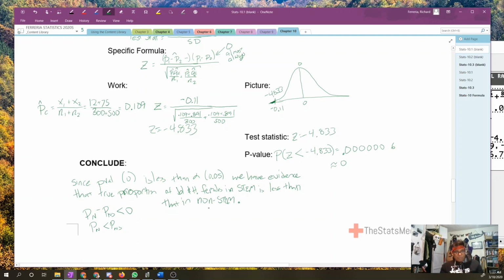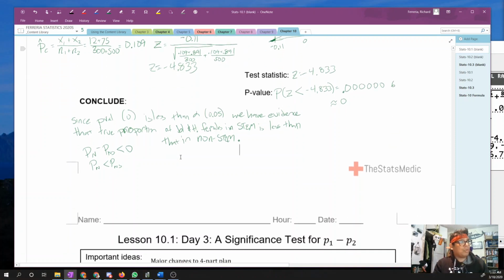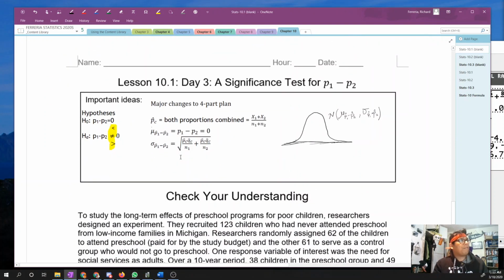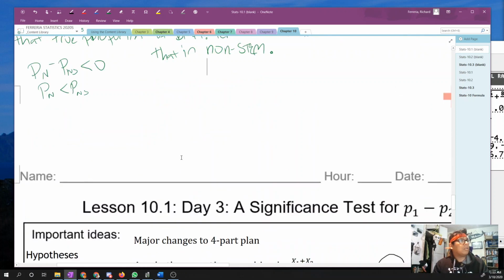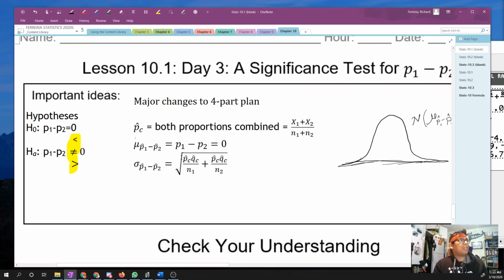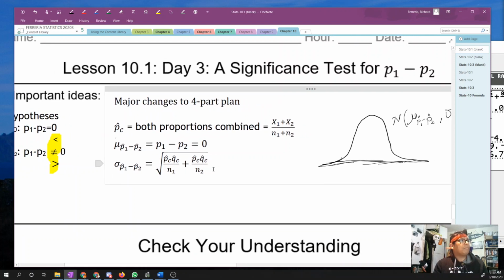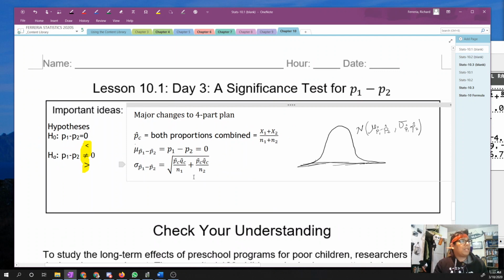Okay, so really this proceeds along a lot like any of the other hypothesis tests that we do. The main difference is that we're figuring out that PC for our standard error. So let's take a minute here and go to the stuff in our important ideas. They're really small today. Let's get that a little bigger for you to look at. Okay, so the major changes to the 4-part plan, everything else is just the 4-part plan. So our hypotheses are different.